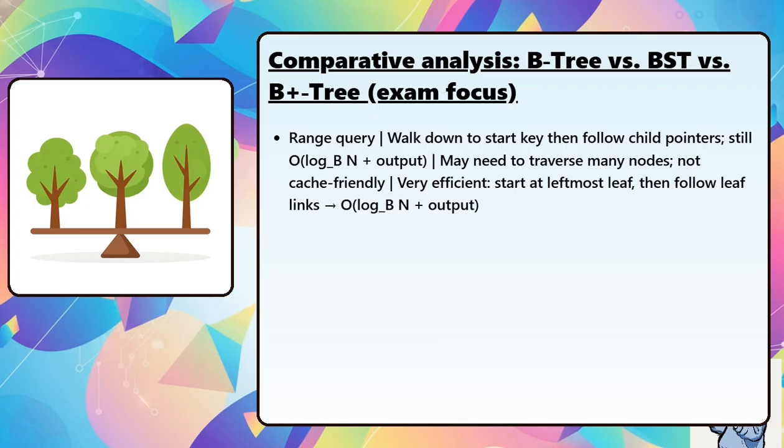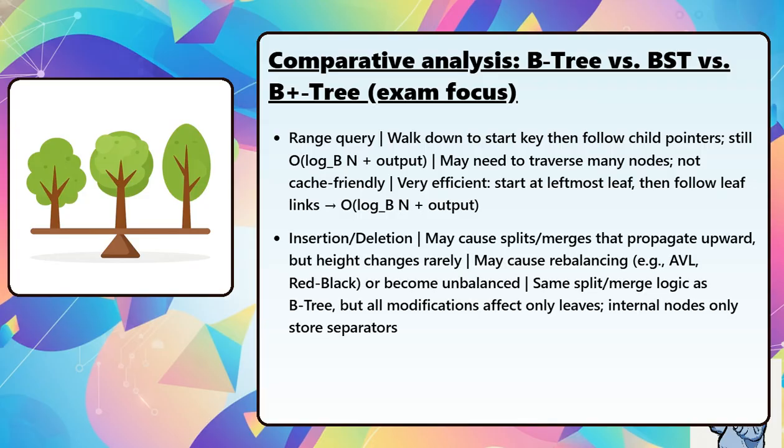Range query: walk down to the start key then follow child pointers, still big O of log base B of n plus output, for B tree; may need to traverse many nodes, not cache friendly, for BST; very efficient, start at the leftmost leaf then follow leaf links, big O of log base B of n plus output, for B plus tree. Insertion and deletion: may cause splits and merges that propagate upward but height changes rarely for B tree; may cause rebalancing, for example AVL, red-black, or become unbalanced, for BST.